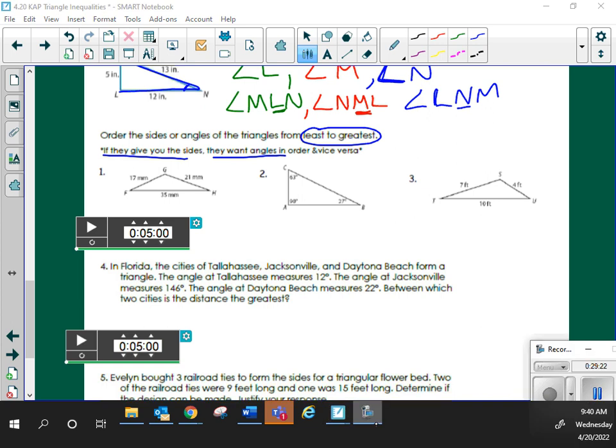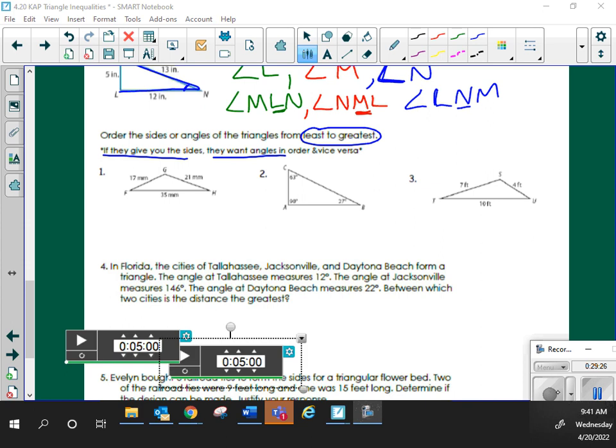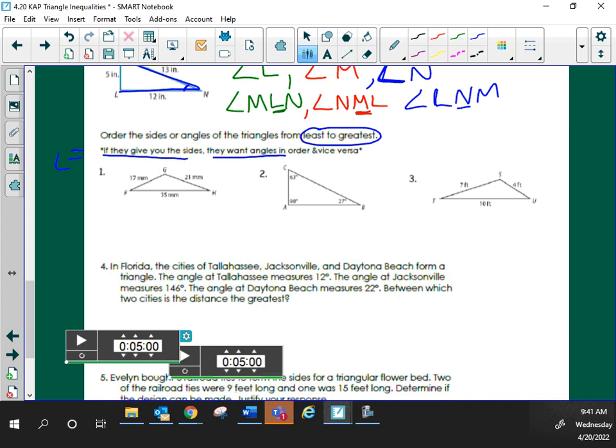What if they give both ones? They don't. All right, so we're just doing the first one because I need to do some work with y'all. Okay, we're going from least to greatest.